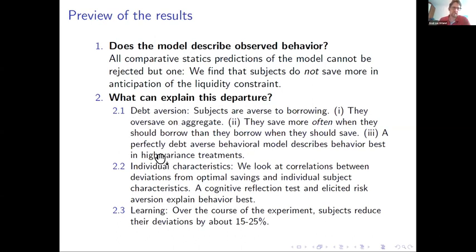But we also examined other things, say individual characteristics. If you score high on a CRT, a cognitive reflection test, then you deviate less. And if you're more risk averse, then you save more. We also find that subjects learn over the course of the experiments, and then they reduce their deviations by about 15 to 25%. But I will only look here at the debt aversion part, and I will mostly focus on what's going on in the first period.